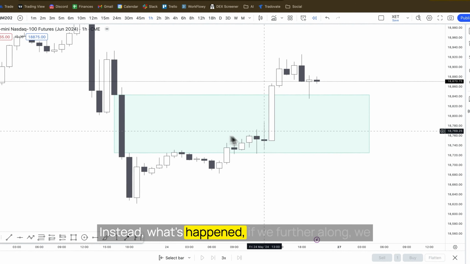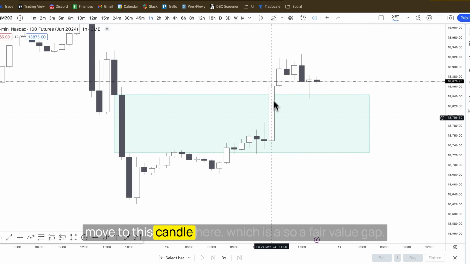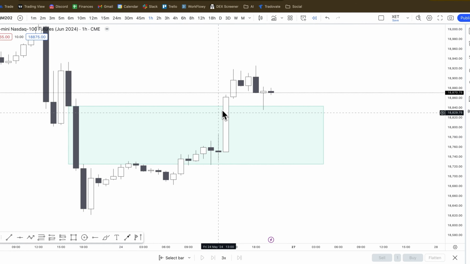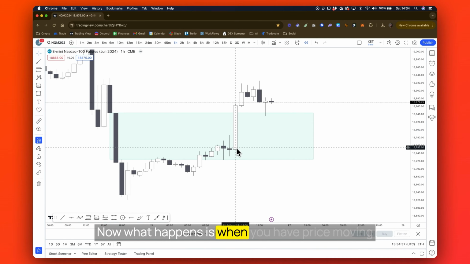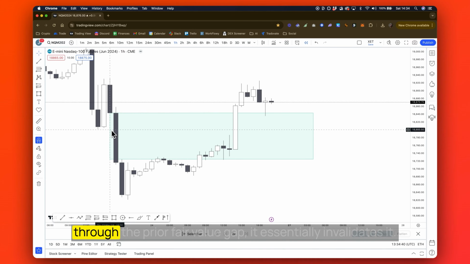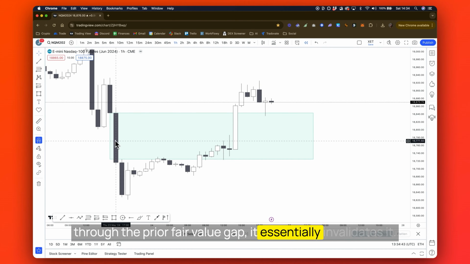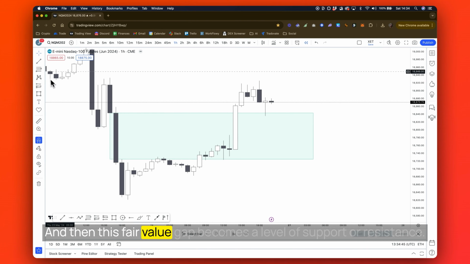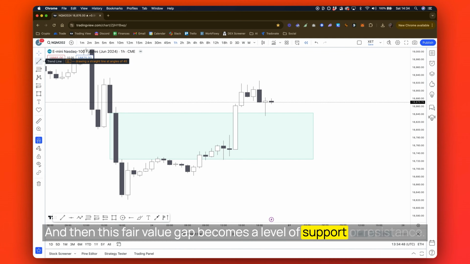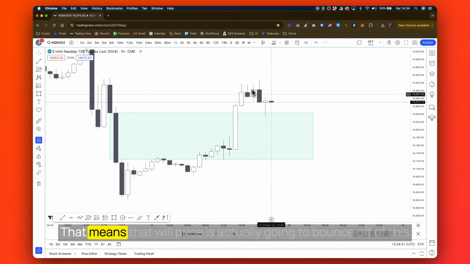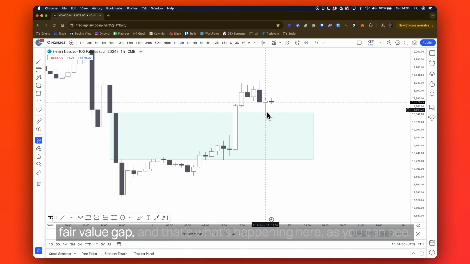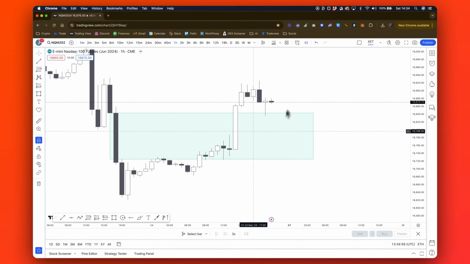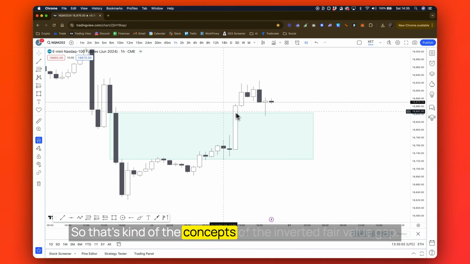Instead, if we move further along to this candle here, which is also a fair value gap, you can see that it's actually closed above this bearish fair value gap. Now when you have price moving through the prior fair value gap, it essentially invalidates it, and then this fair value gap becomes a level of support or resistance. That means the price is actually going to bounce off of this fair value gap. And that's what's happening here, as you can see. So that's the concept of the inverted fair value gap.